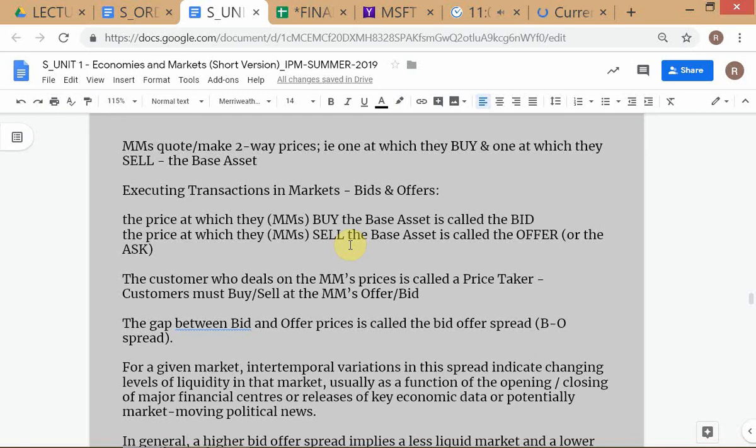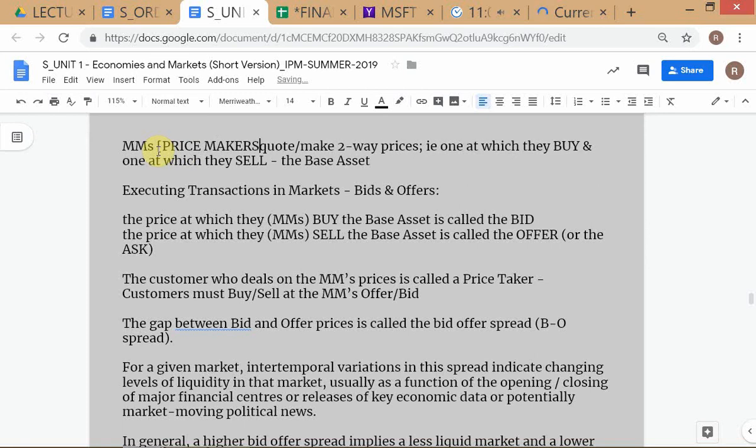Now obviously, another name for market makers is price makers. We call them price makers because we are going to distinguish them from price takers. So the customer, when I'm going and dealing on Shivam's prices, I am the price taker. I'm the customer.